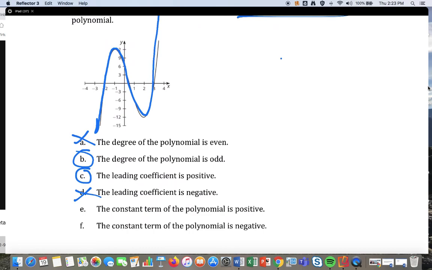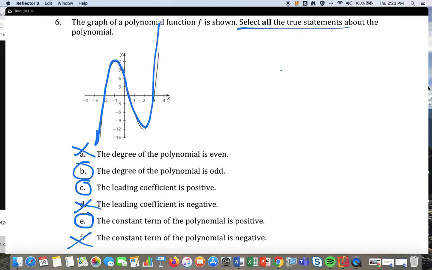The leading coefficient is not negative, and the constant term of the polynomial is positive, we can tell that that's true. It goes through the y-axis somewhere above 0, so that's true, and we can't tell for sure if f is true then.